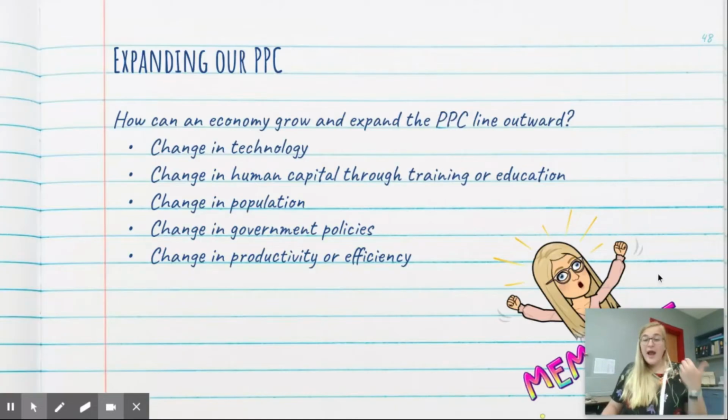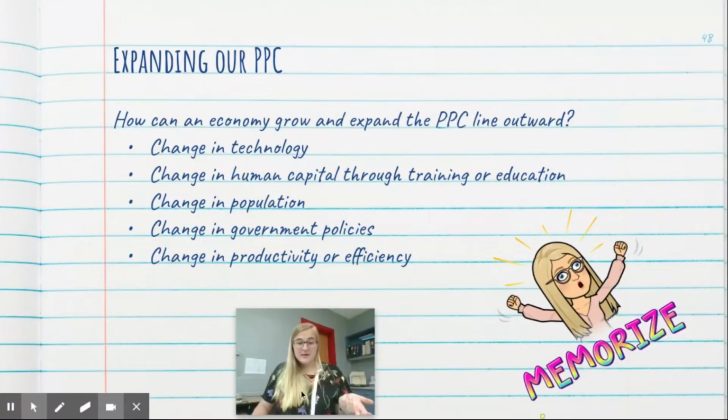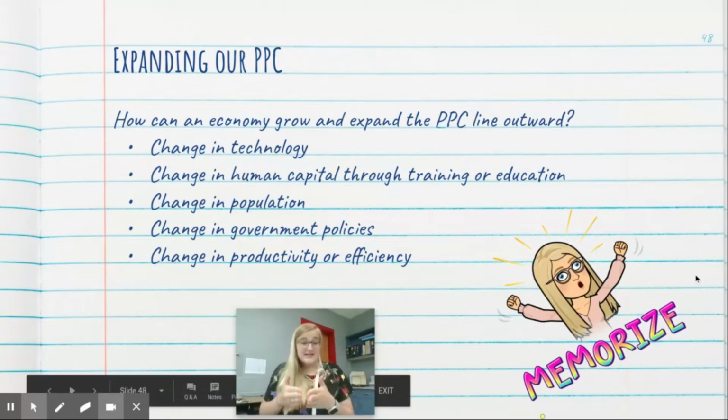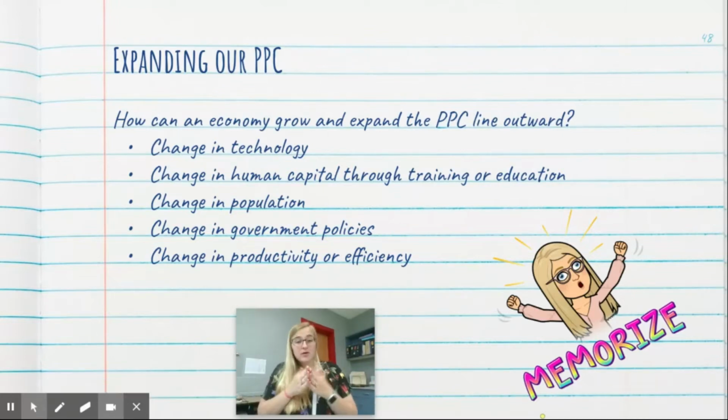All right, so how do we expand our PPC? And as you can see, my little Bitmoji is telling you, you need to write these down and you need to memorize these, okay? 5 different ways to grow and expand that PPC line outward, meaning our economy is expanding and we're gaining more resources, we're making more things. We want that as a country. Memorize these. How do we do that?